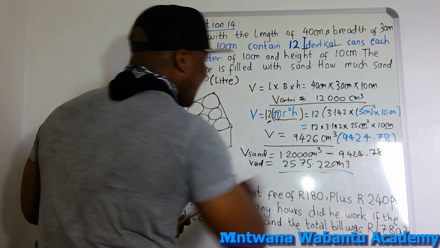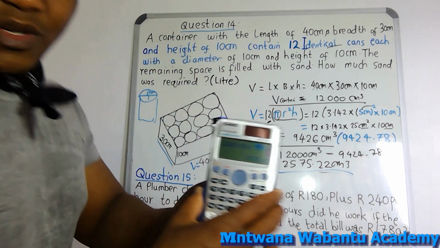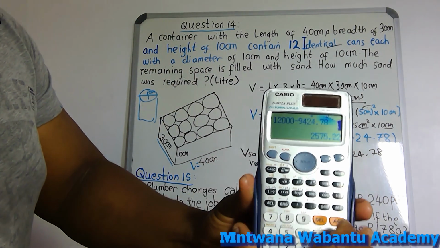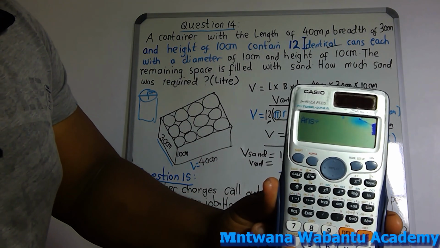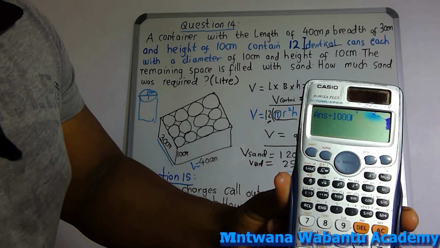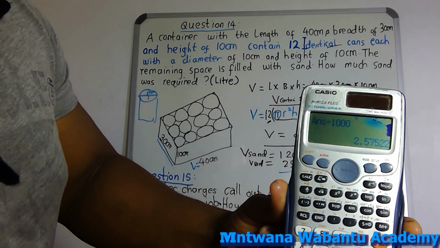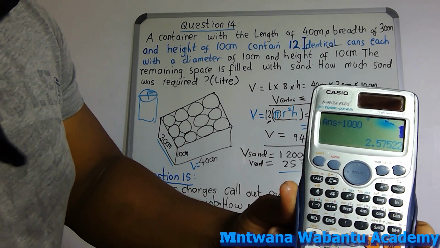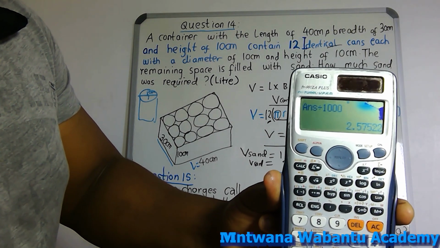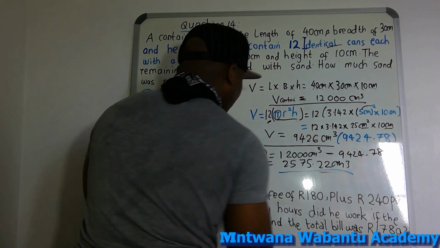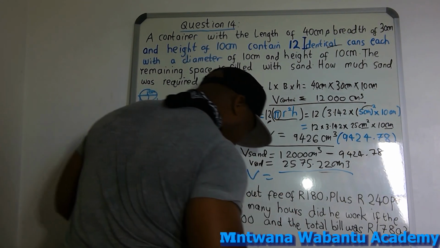The reason I'm looking around here is that these questions I'm doing are multiple choice, so I want to make sure I get exactly the answer you're looking for. So I'm going to take this and divide by 1,000. If you want to change centimeter cube to liter, you divide by 1,000 and get the answer. So it's going to be 2.575, or you can say 2.58 as an approximation.